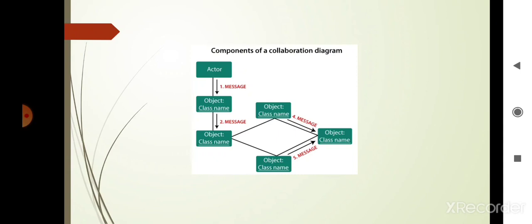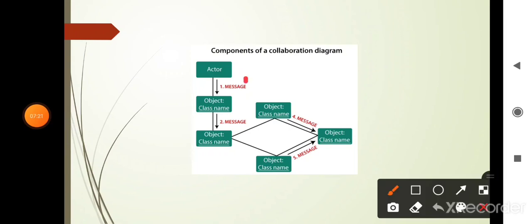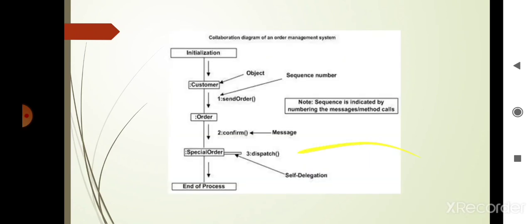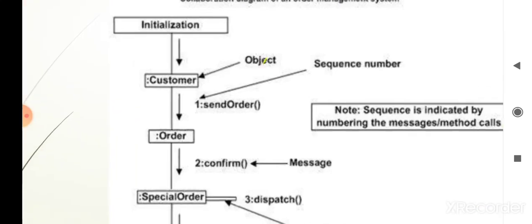Then here is the example for components of the collaboration diagram. Here is an actor, then a message, then an object with its class name, here also a class name, then object and class name, here message first, second, then fourth and fifth. These are just the components of a collaboration diagram. Then here is the example for a collaboration diagram.